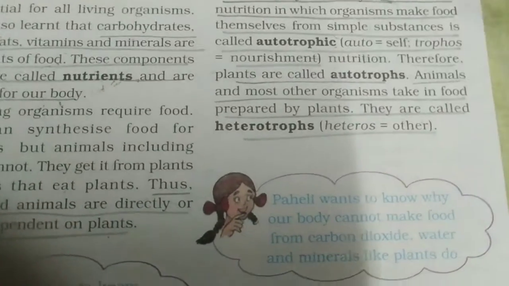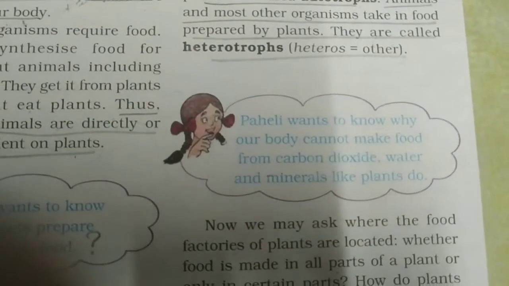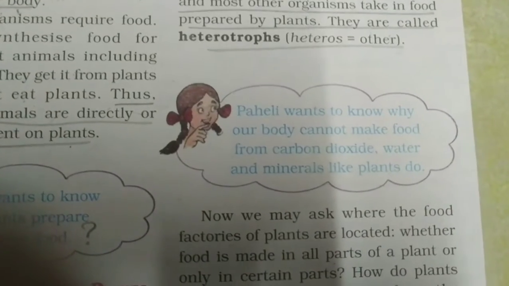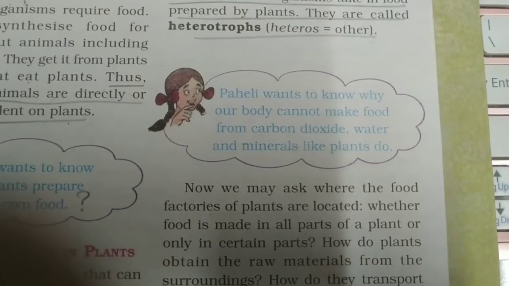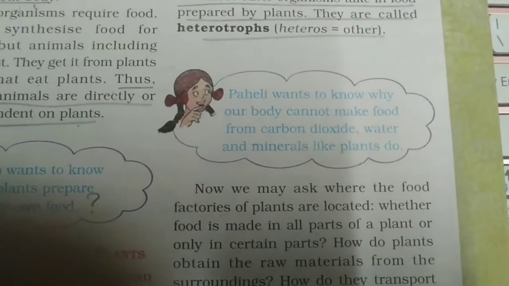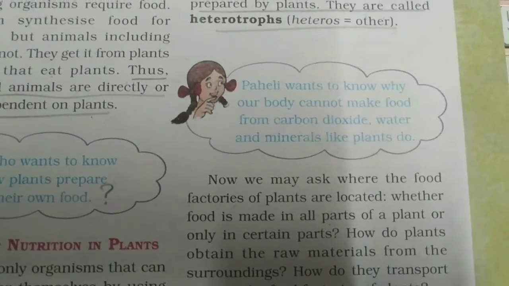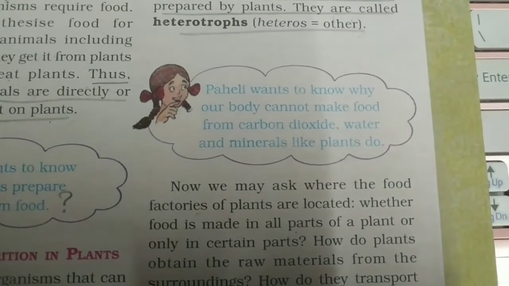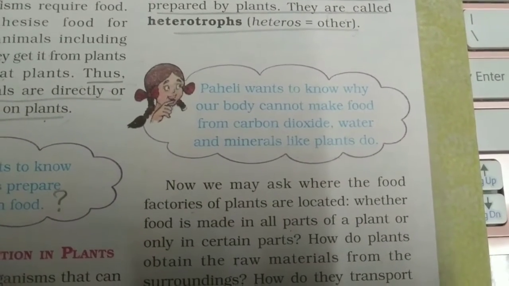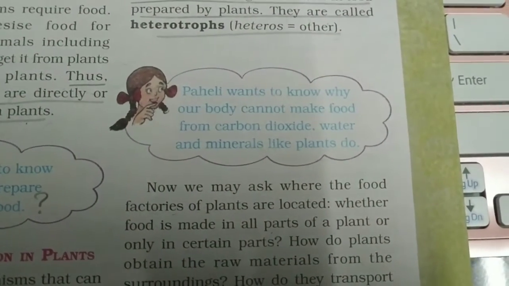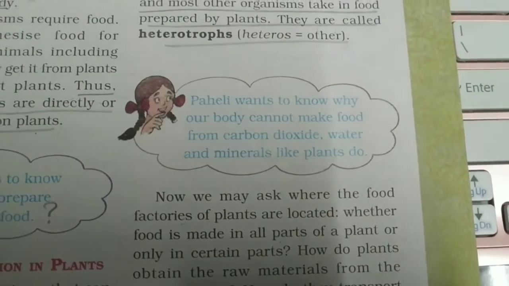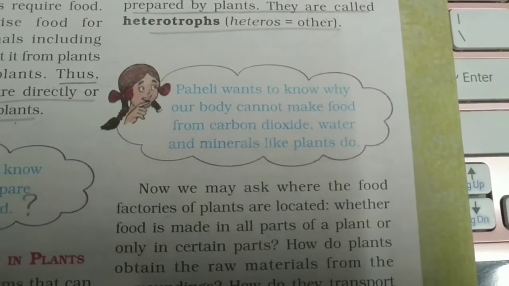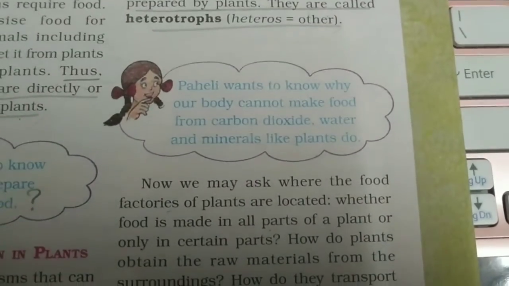Okay, guys. Now, Pehli wants to know why a body cannot make food from carbon dioxide, water, and minerals like plants do. So yes, that's a good question, right? So why can our body not make food from carbon dioxide? Because even we can get carbon dioxide, even we can get water, even we can avail minerals. But why can we not do that? Okay, so let's see the answer.